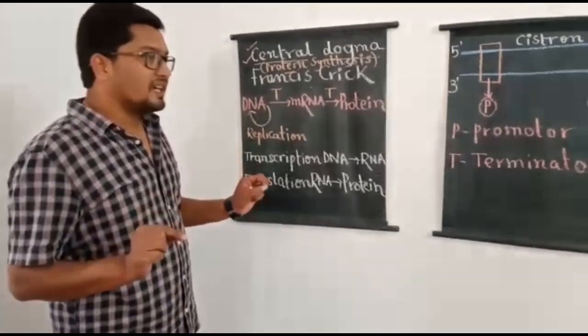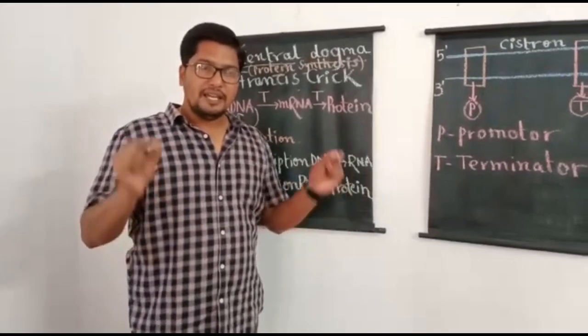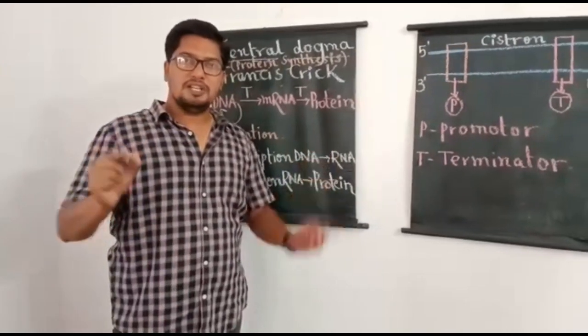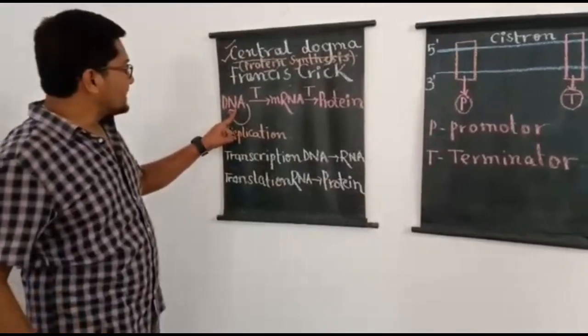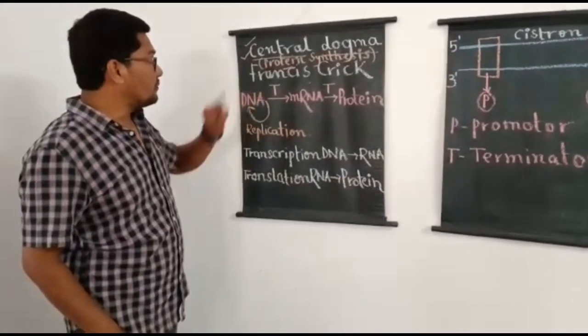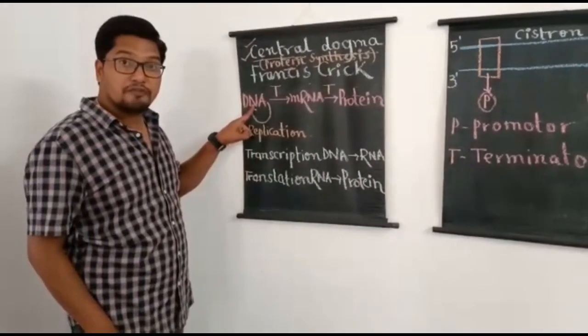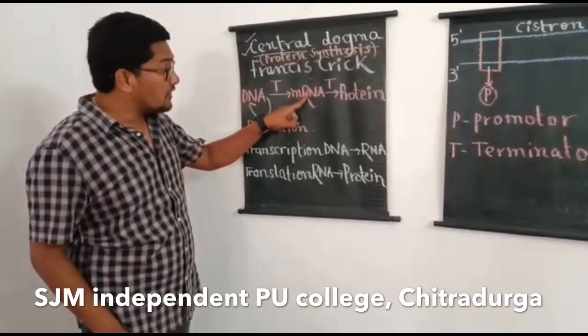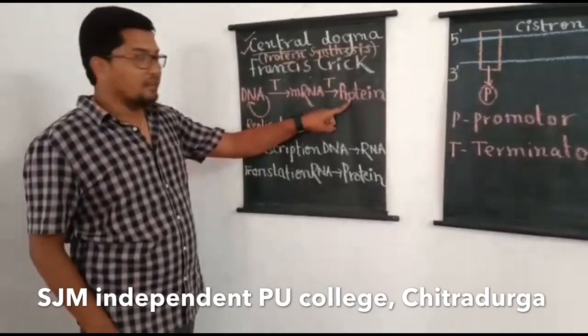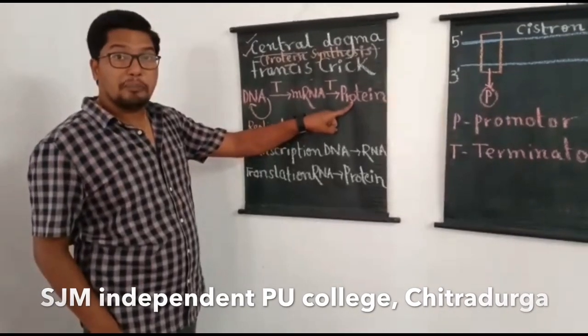So simply speaking, what is central dogma? It explains the direction of flow of genetic information. So what is the exact direction? At the time of protein synthesis, genetic information flows from DNA to mRNA. Later it flows from mRNA to protein, which is otherwise called a polypeptide.